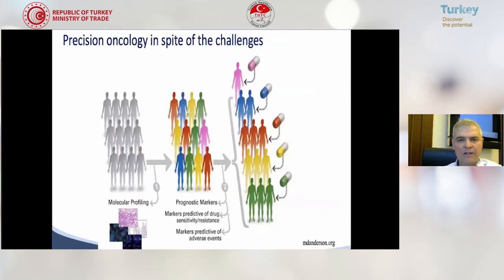So precision oncology, in spite of challenges, is very, very popular and very important. And I think this is the future of modern medicine, modern cancer treatment. Molecular profiling, prognostic markers, and markers predictive of drug sensitivity and resistance can also be detected. Markers predictive of adverse events can also be detected with one report.